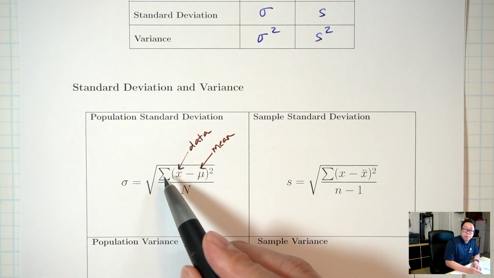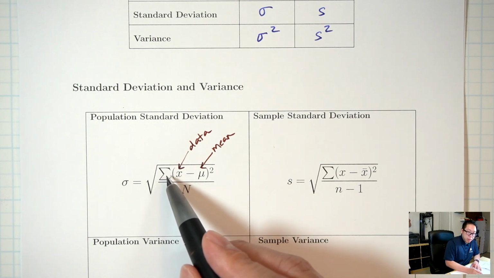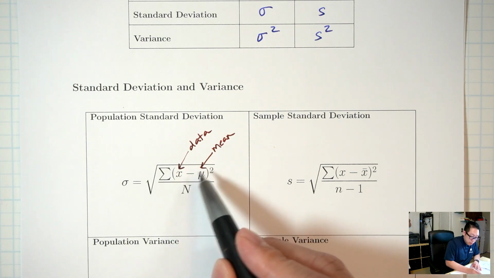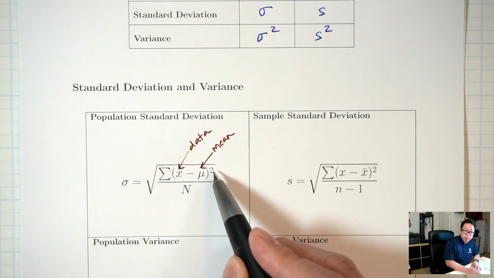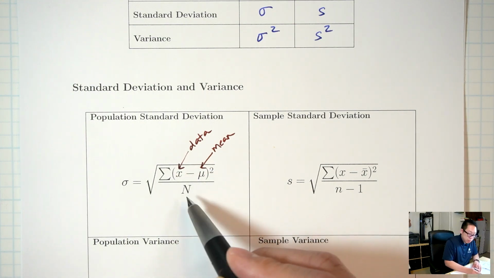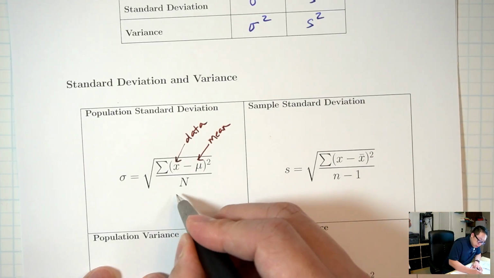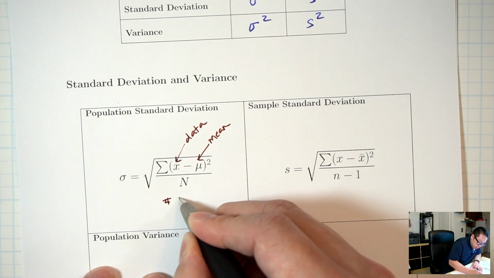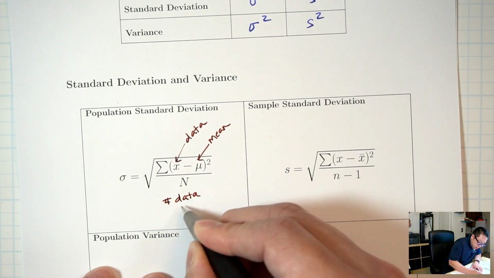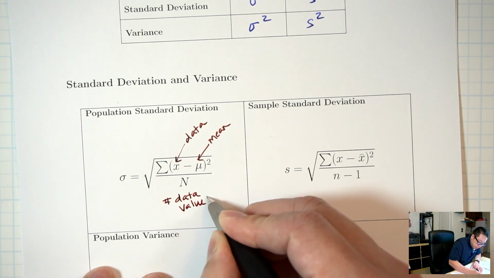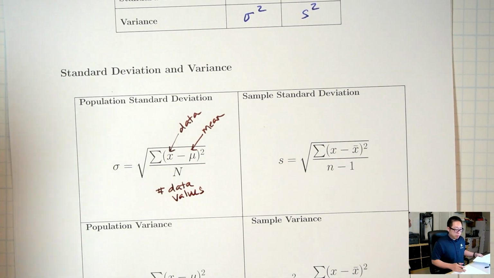What's this symbol? This is a sigma. It means add up this. So add up your deviation squared. And then divide by n. So n is, remember, the number of data values, which is exactly what we did, right?